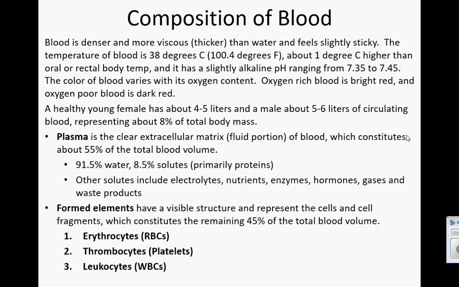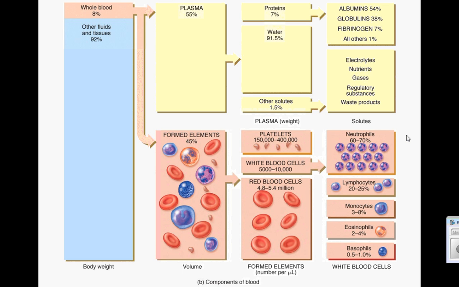Making it up are two major parts, our plasma and our formed elements, and you can see the breakdown on the next page. Over half of our blood, if I were to walk over and poke somebody, spilling out of their body would be plasma. Obviously that's dependent upon hydration state. Most of that's actually water, but then you've got a lot of other stuff dissolved in it, various plasma proteins, and other solutes like electrolytes, nutrients, gases, etc.